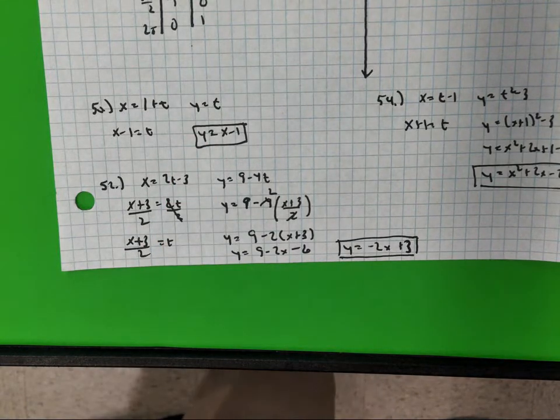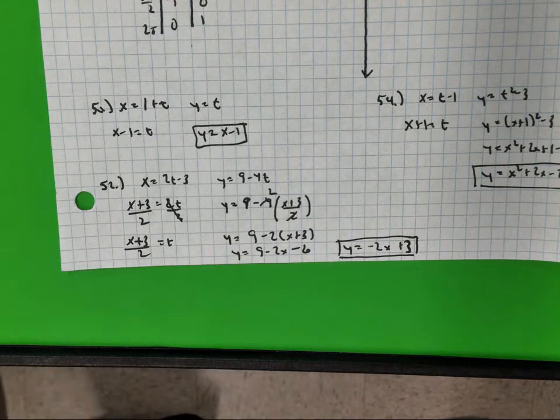52, x equals 2t minus 3. I solved for t, and I got x plus 3 divided by 2. So I took that quantity and I plugged it in for t right here. Now this is where I want to direct your attention.